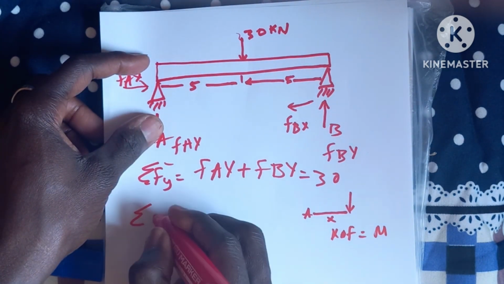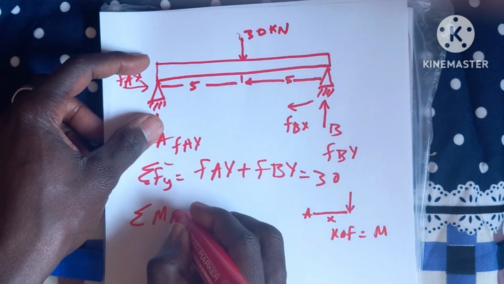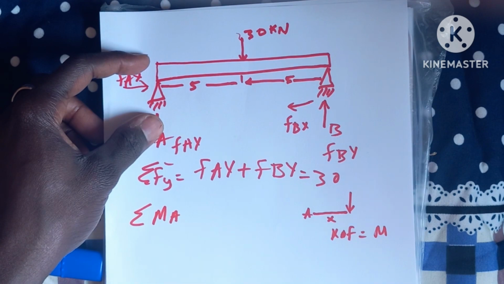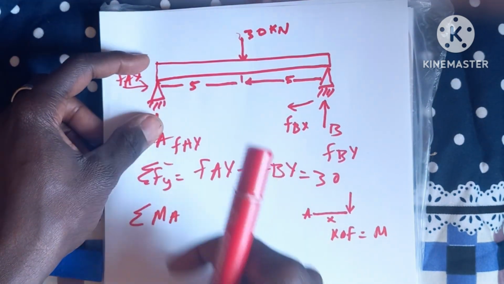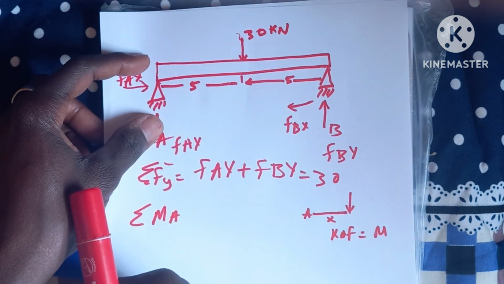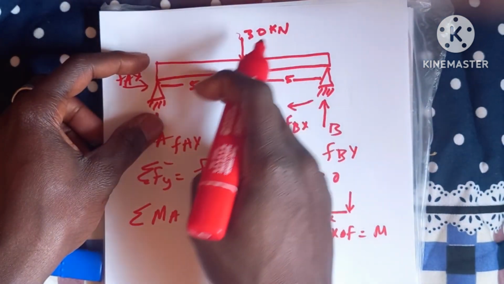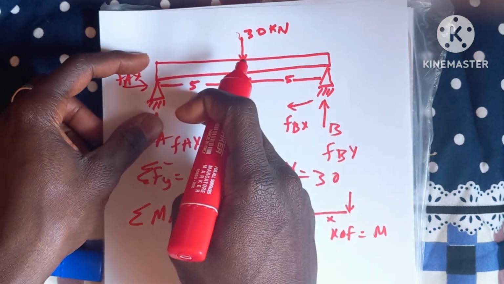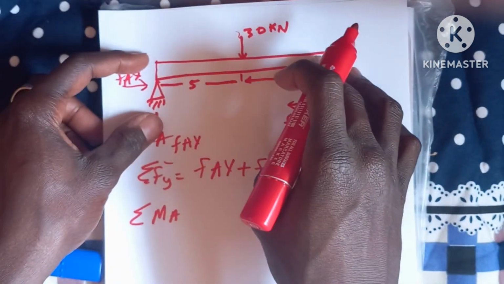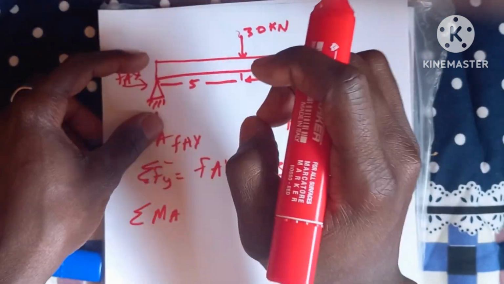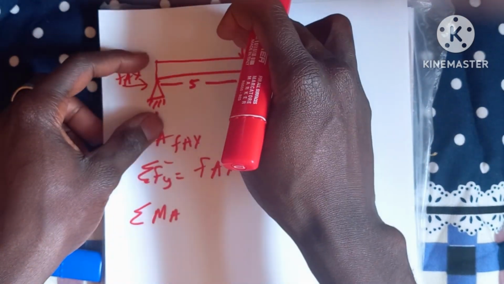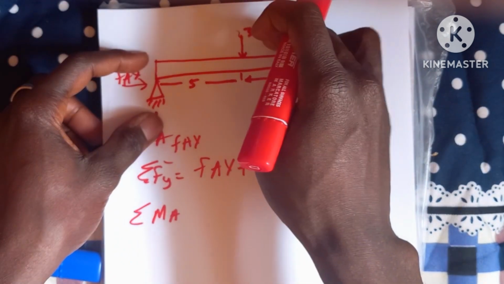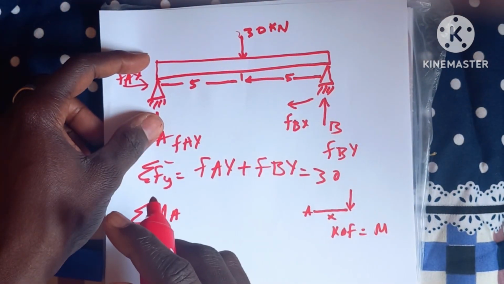So the sum of the moments about point A is going to be this 30 kilonewton times this 5 meters here. How can you consider this direction? Is it going to be positive or negative? That depends on you. But in many textbooks and by convention, anti-clockwise is positive, while clockwise, as in this case, is negative.